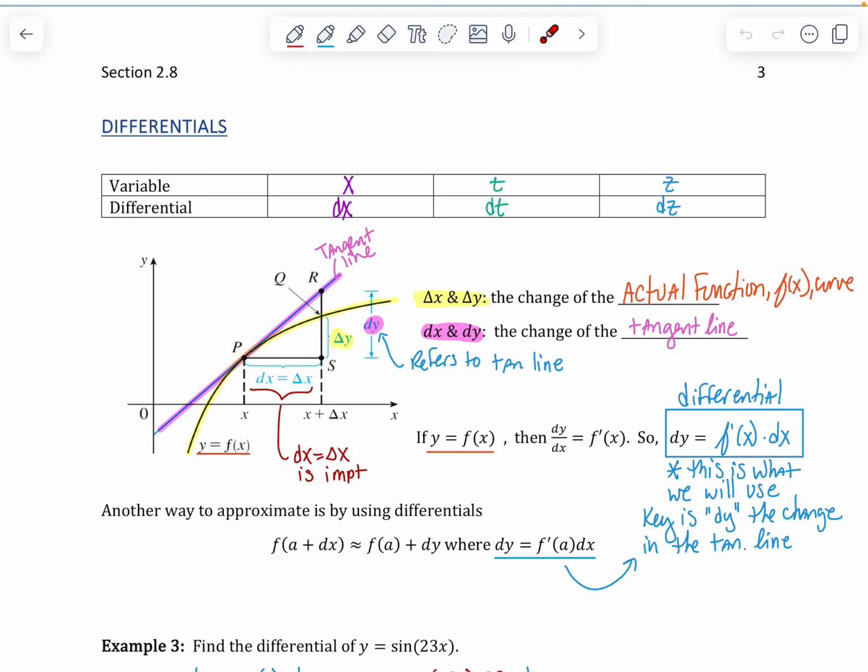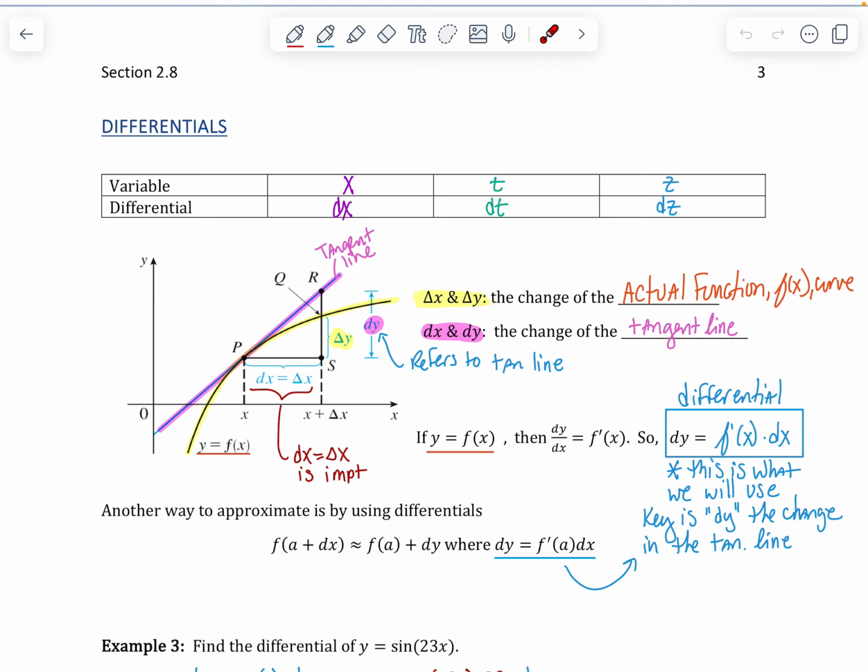Section 2.8, page 3. So we've talked about linearization. Now we're going to talk about differentials. So every variable has a differential. x has a differential of dx, t's would be dt, and the differential for z is dz. Here's how it breaks down.